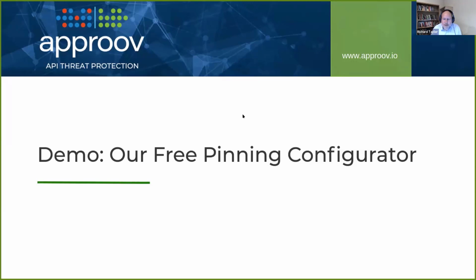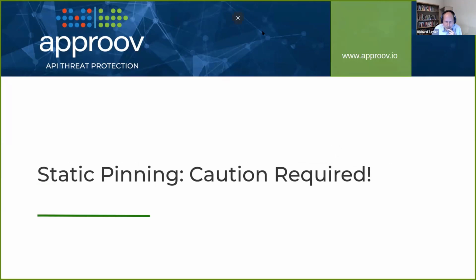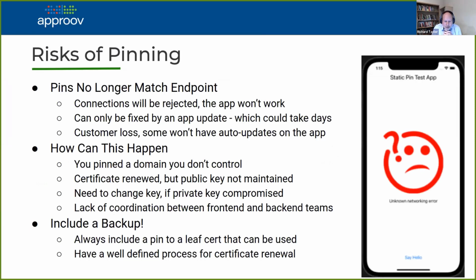Okay, so I'm going to talk about some of the risks with pinning, Skip was talking about, and some actual ways you can still bypass it. So obviously, as Skip was saying, the risk here is that if the pins no longer match your real endpoint, then you have a problem because your app no longer works. So you can no longer communicate with your service, which effectively means your app is down. So you can get yourself out of this situation by issuing an app update with some changes to the pins, but that's not a quick process. That could take some days.